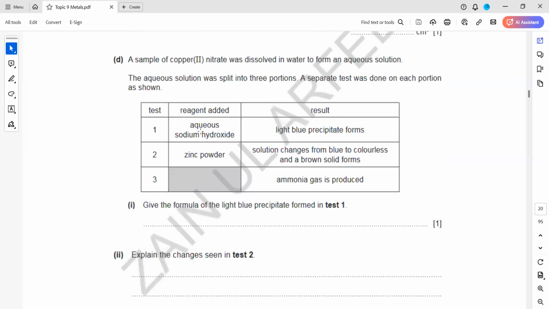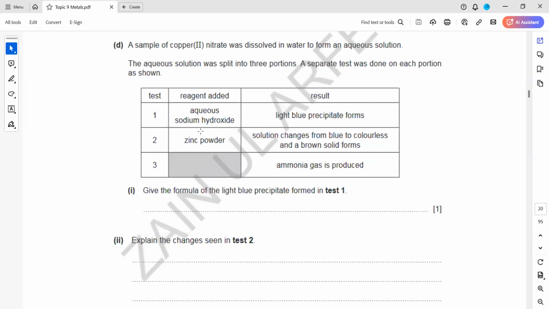In part D, a sample of copper 2 nitrate was dissolved in water to form a solution. As I mentioned, for paper 4, you have to memorize these tests and observations. For paper 6, you will have the qualitative analysis table. You will use that table and just write the answer. But for paper 4 and 2, you have to learn this.